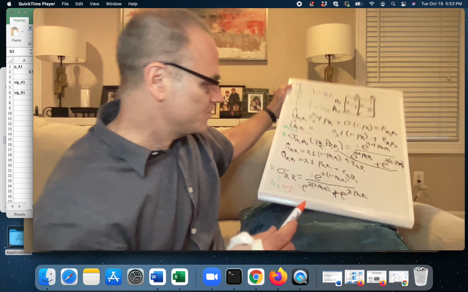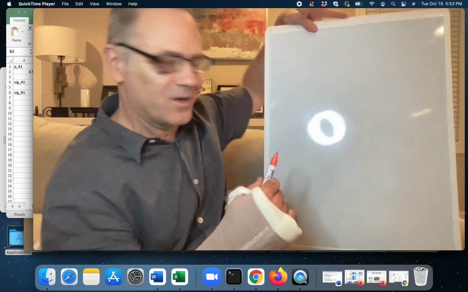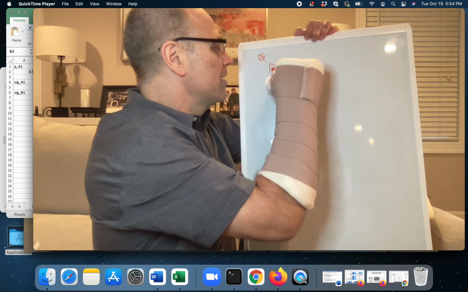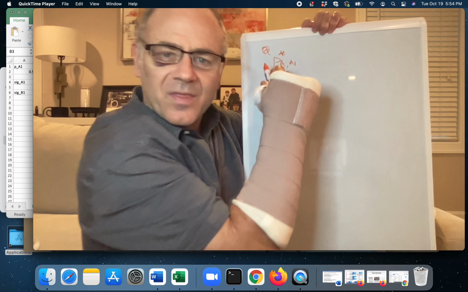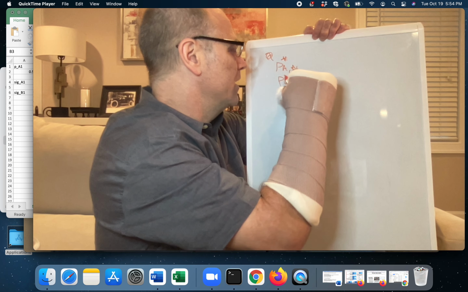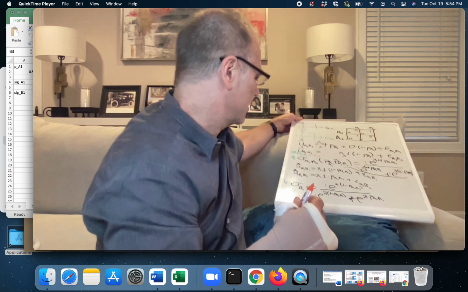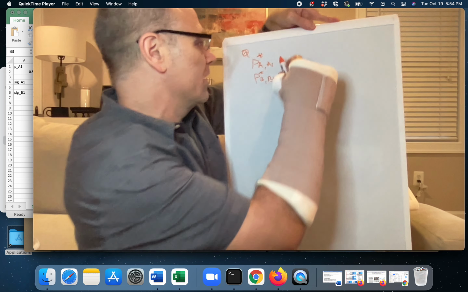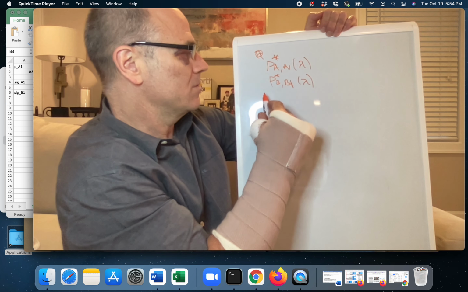Here's what eventually we're going to need. Let's call this PA, A1 star, and PB, B1 star. Those are the two values of the P's that make these two equations true. Now, what I should have done is note that these depend on lambda. For different values of lambda, we're going to get different values of PA, A1 star and PB, B1 star.